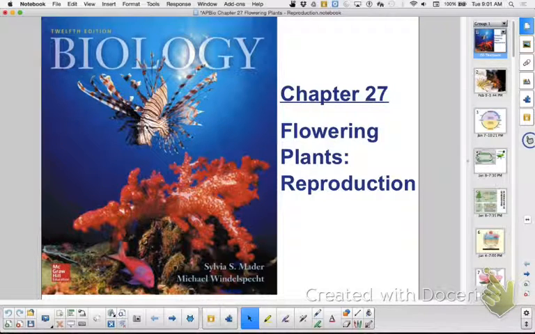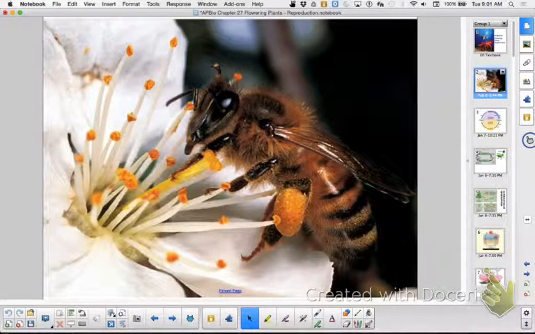So we are on chapter 27, flowering plants, and we're going to focus on reproduction. And blue person, talk about the significance of this picture and what you think is going on. Go ahead.